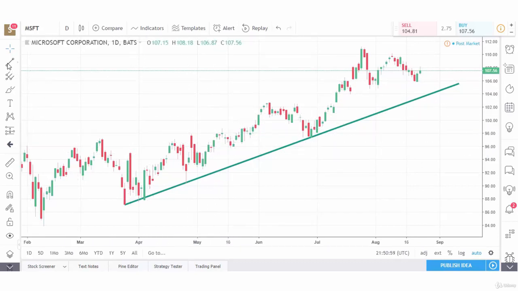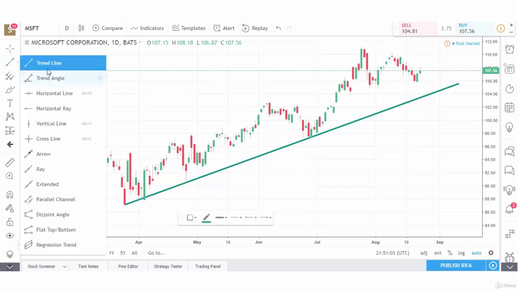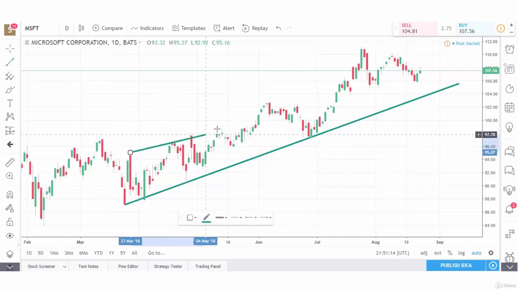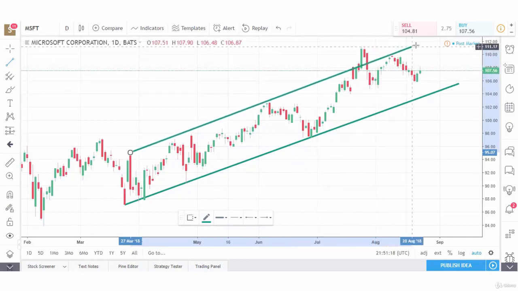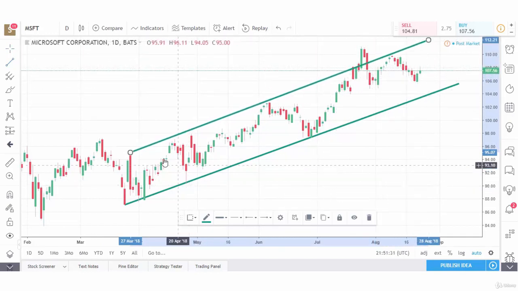So what we're going to do is draw a second trend line above the rising Microsoft stock price. And now we have a channel. The stock rises to the top of the channel, falls back, and rises. Falls back and rises again.